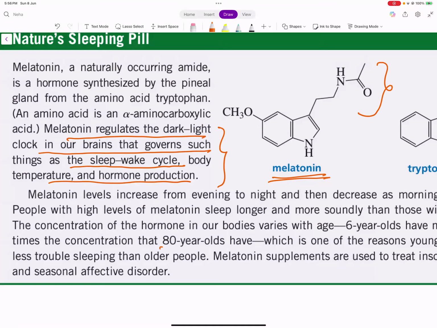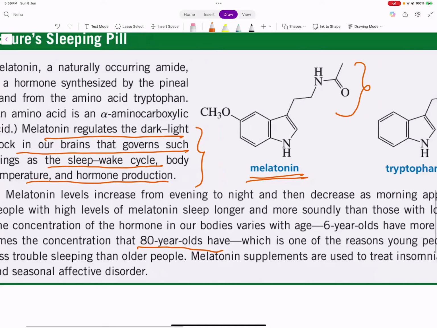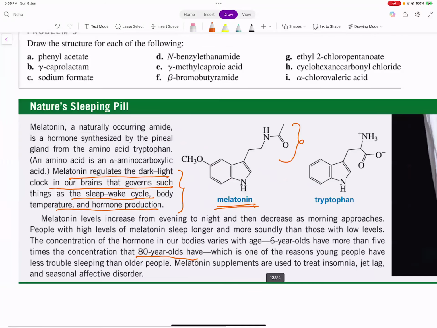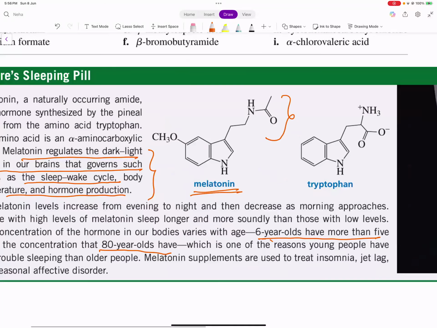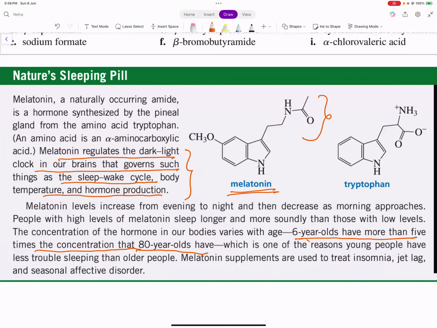If you compare the melatonin, 6-year-olds have more than 5 times the concentration of 80-year-old people. So that is one of the reasons young people have less trouble sleeping than older people. Older people wake up early, right? They don't wake up early by choice, they wake up early because they cannot sleep.